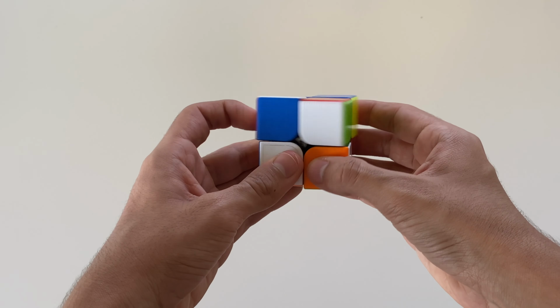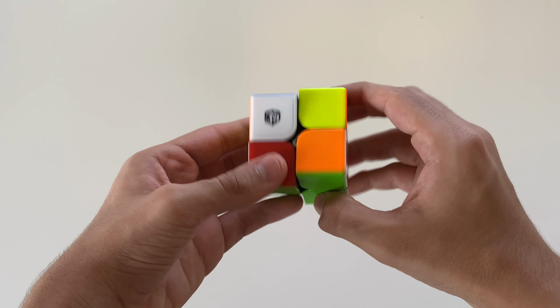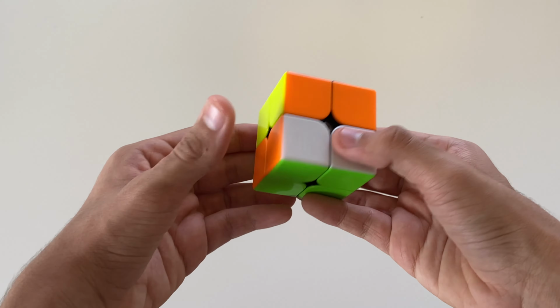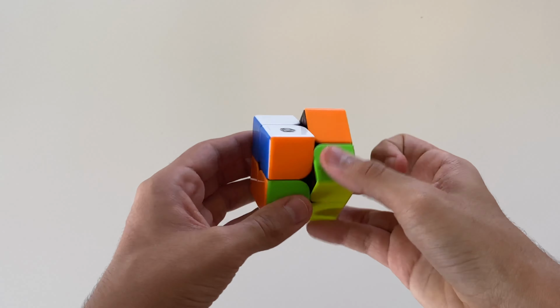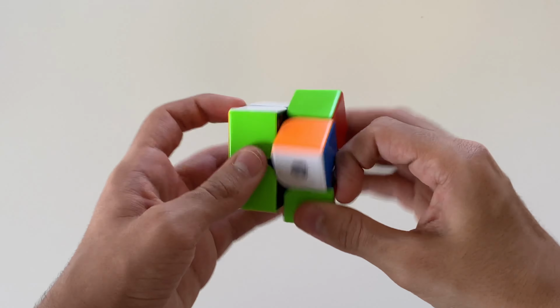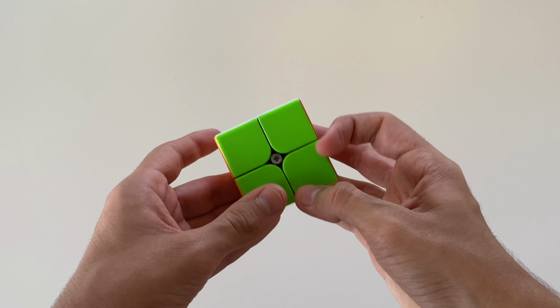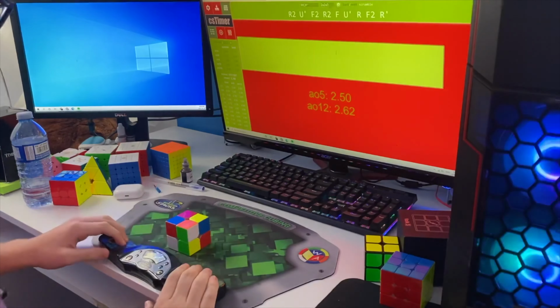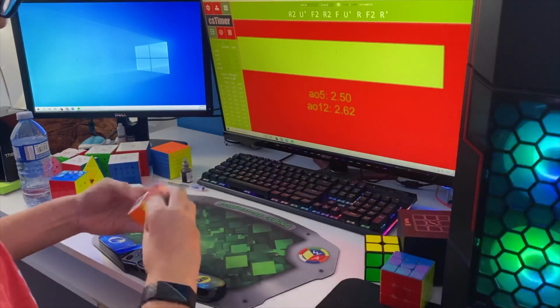So he can just do this and then be left with this PBL case, which he can just solve from this angle here. Overall though, his TPS on this solve is pretty good. I think he just needs to work on his cancellations.